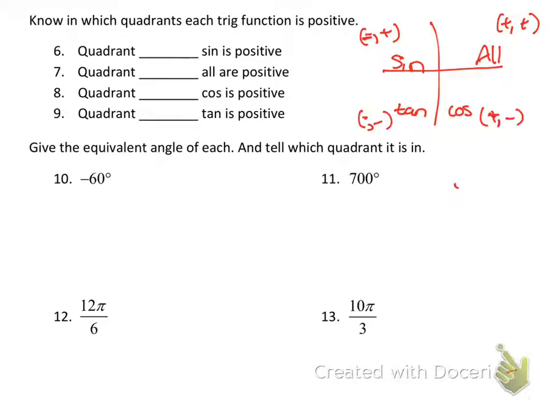So to answer the questions, remember it starts 1, 2, 3, 4. Okay, so quadrant blank, sine is positive. Here sine is positive, right? So that is quadrant 2. The next one, I don't like the way that 2 turned out. All are positive. That is quadrant 1. Cosine is positive in quadrant 4, and tan is positive in quadrant 3. Okay? Draw the picture, memorize it. Doesn't matter to me as long as you can do it.